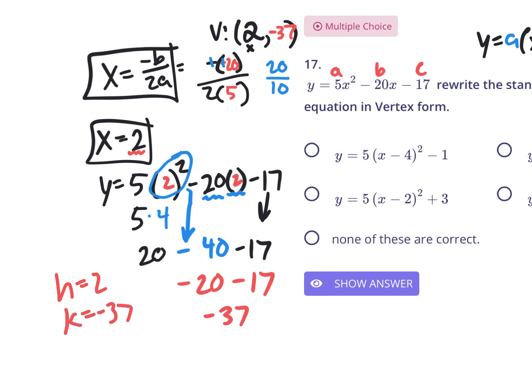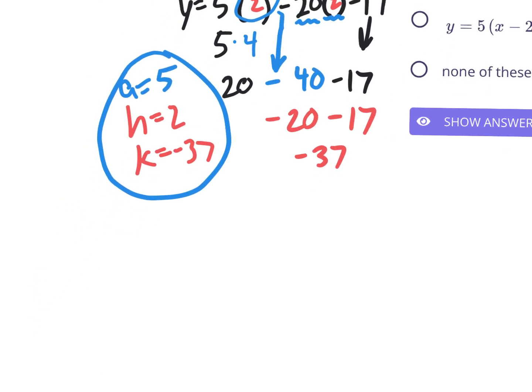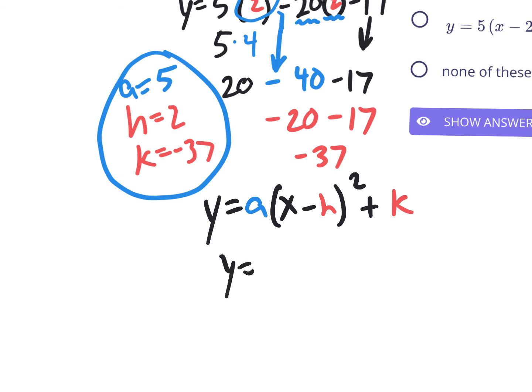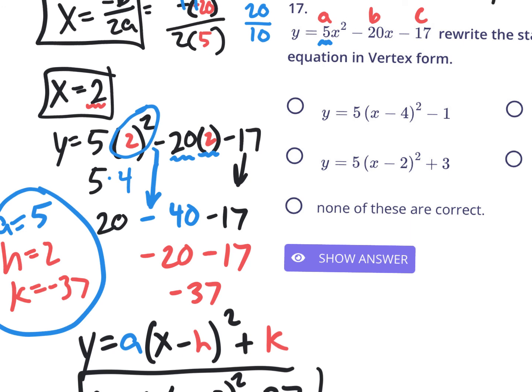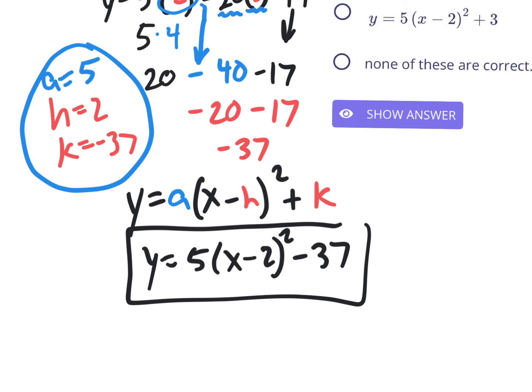So now that we know the vertex, we technically know our h value is 2, our k value is negative 37, and we also know our a value. What is our a value? It's the same exact a value as your standard form, which is 5. So knowing a, h, and k, we will be able to write our vertex form equation. So we have y equals 5(x minus 2) squared minus 37. And that is your vertex form equation. This is it right here. We have changed the original standard form quadratic to this new vertex form.